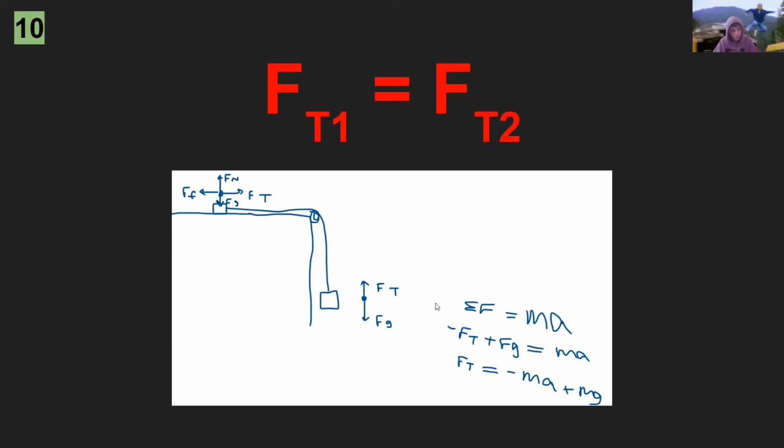How could you? Well, if you knew what the friction force was, then you can use the sum of the forces in x. But let's just say friction was 0. Then you would have to do this instead. Sum of the forces in the y direction for this block, and you would find out that tension equals negative ma plus mg. So that means the tension equals that also for this one.